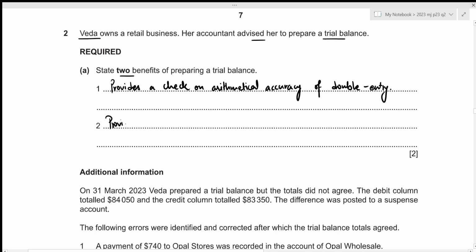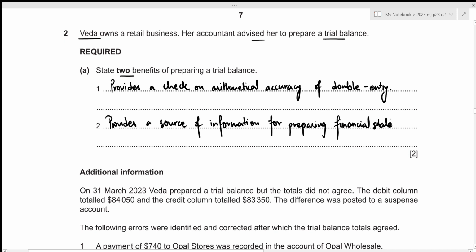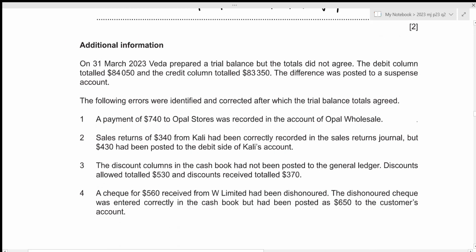Provides a source of information for preparing financial statements. That's all for the first part of this question. Let's move towards the next one.